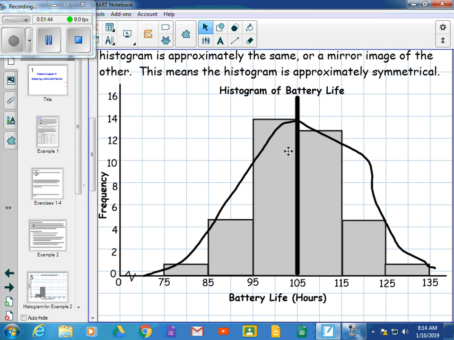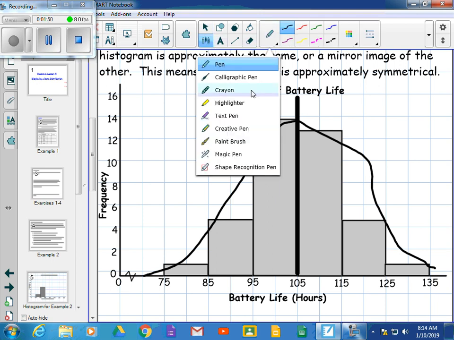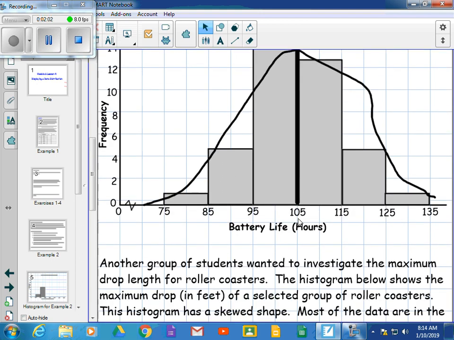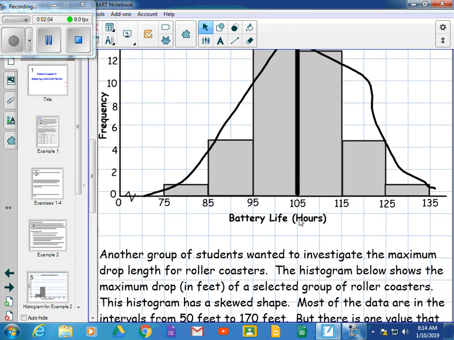And if you look at each side, they're about the same. Now I know they're not exactly the same, but they're about the same on each side. So we would call that approximately symmetrical. If they were exactly the same on each side of that center, we would say they are symmetrical, exactly symmetrical or perfectly symmetrical.